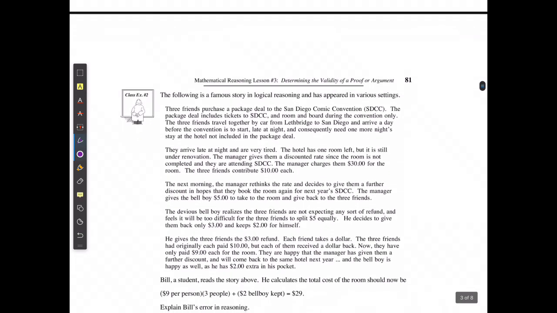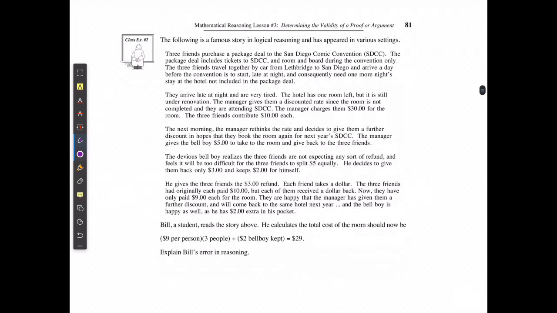All right. The last one is one of the most famous logical reasoning examples that exists. So, if we're reading through this, three friends purchase a package deal to the San Diego Comic-Con convention. The package deal includes a ticket to SDCC and a room and board during the convention only. The three friends travel together by car from Lethbridge to San Diego and arrive a day before the convention is to start, late at night, and consequently need one more night stay at the hotel not included in the package deal.